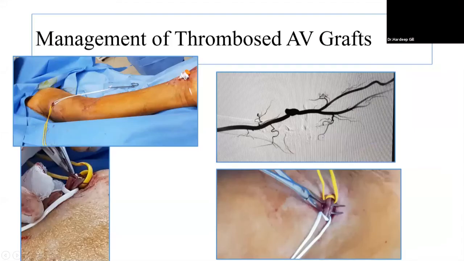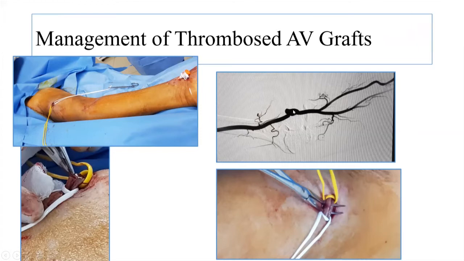Declotting can also be done by an open surgical technique, whereby you make a small incision over the graft and isolate it. As you can see in this image, it's just a 1 or maximum 2 centimeter incision. Put a radial sheath in to do the angiogram. On the angiogram, you can see the radial artery, the ulnar artery, and the brachial artery. And that's the area of anastomosis with no flow going into the brachioaxillary graft.